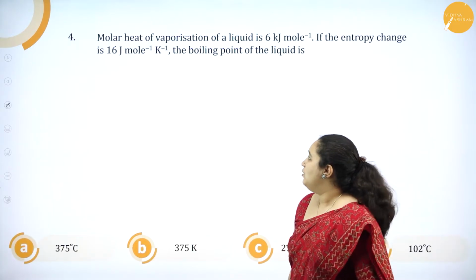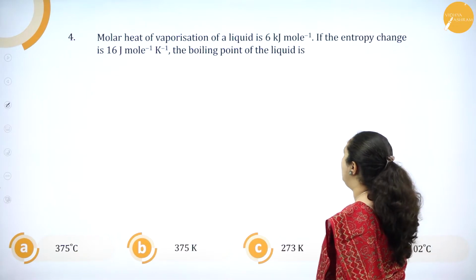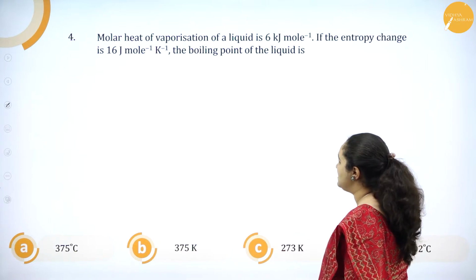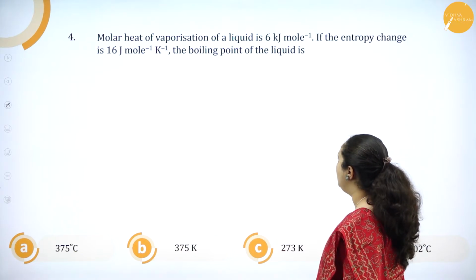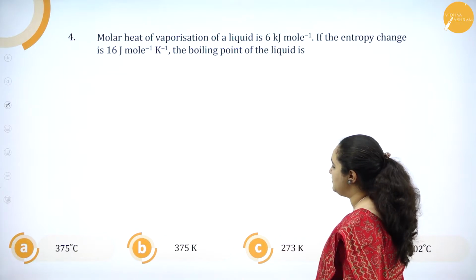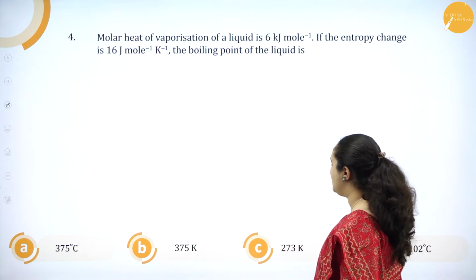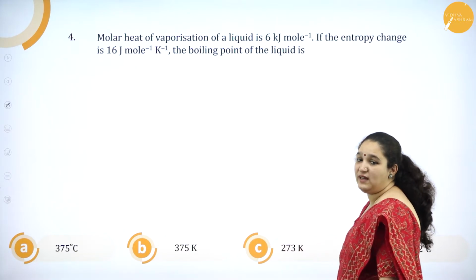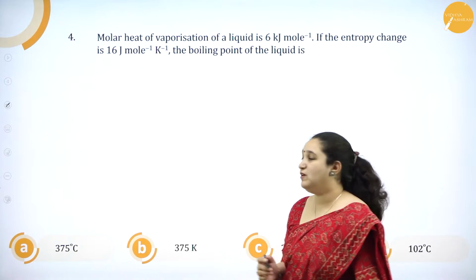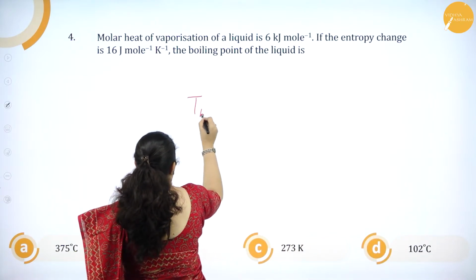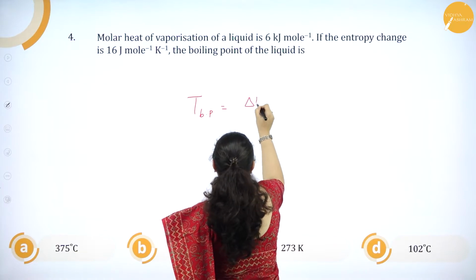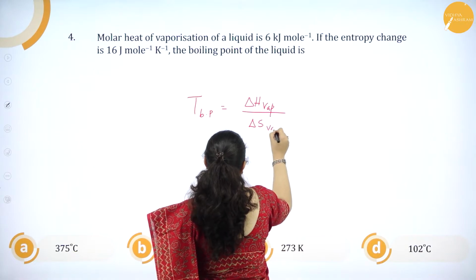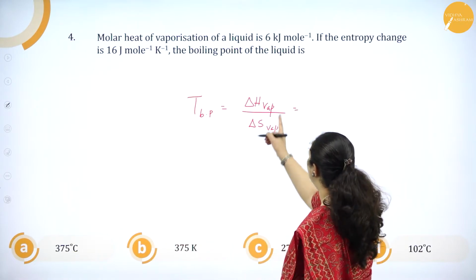Next one. Molar heat of vaporization of a liquid is 6 kilojoule per mole. If the entropy change is 16 joule per mole per Kelvin, the boiling point of the liquid is 375 degrees Celsius, 375 Kelvin, 273 Kelvin, or 102 degrees Celsius. So the formula for this is temperature, that is you want the boiling point, delta H vaporization by delta S vaporization.